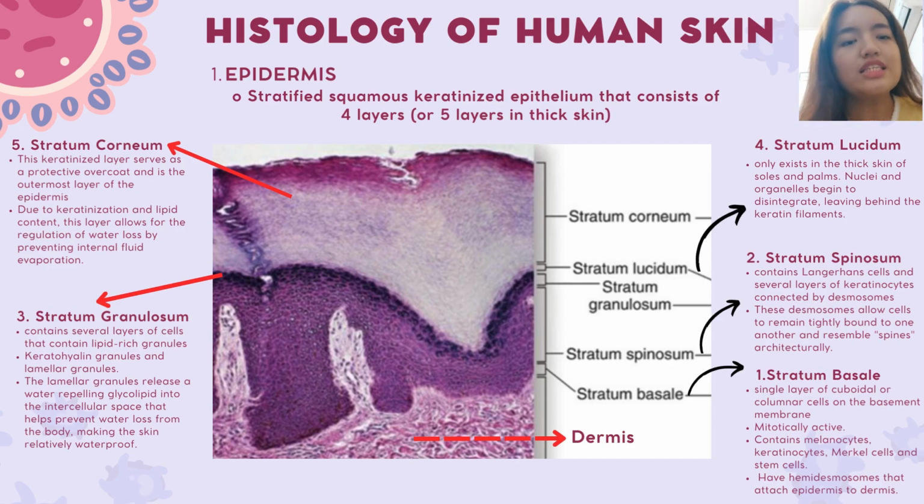Then last but not least is the stratum corneum. The stratum corneum is the topmost layer of the epidermis. This layer is a keratinized layer that serves as a protective overcoat and is the outermost layer of the epidermis. Due to the keratinization and lipid content, this layer allows for the regulation of water loss by preventing internal fluid evaporation.